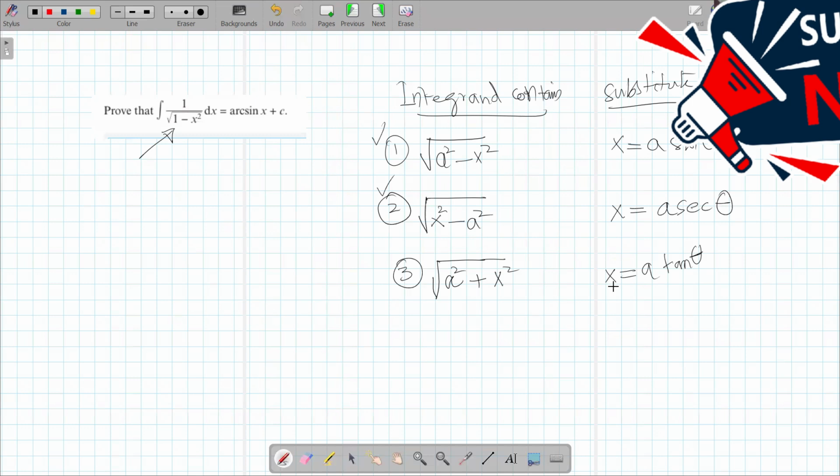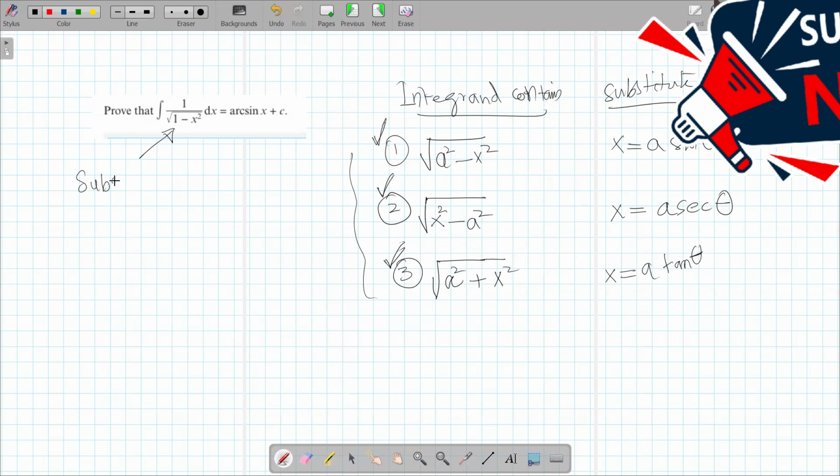There are reasons behind these substitutions. You will observe the reasons. So in this particular case, which question is given to us, what is this question similar to, which one of these? One, two, or three? Number one. You said a is equal to 1.